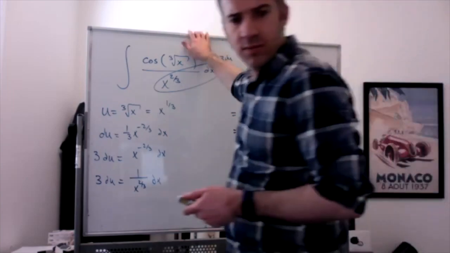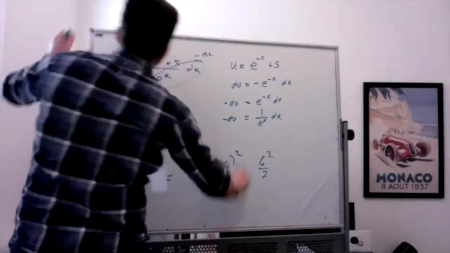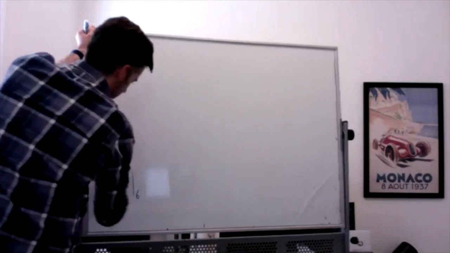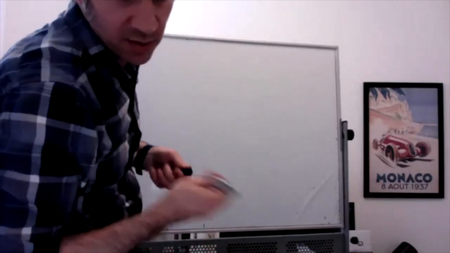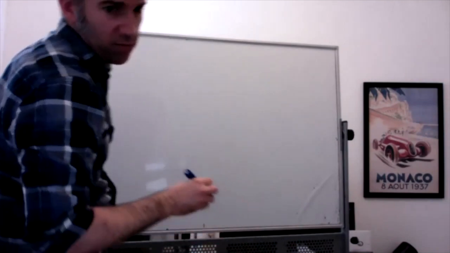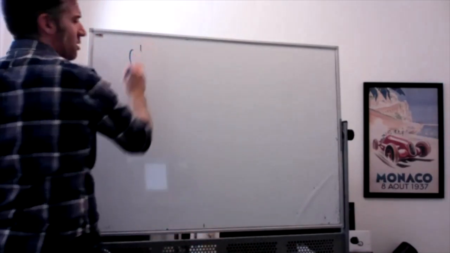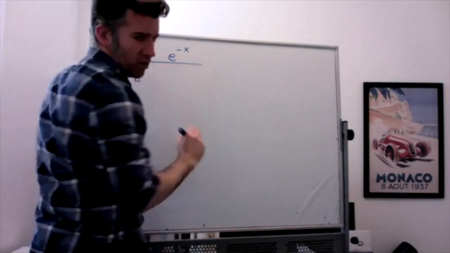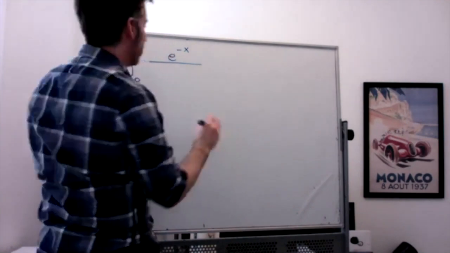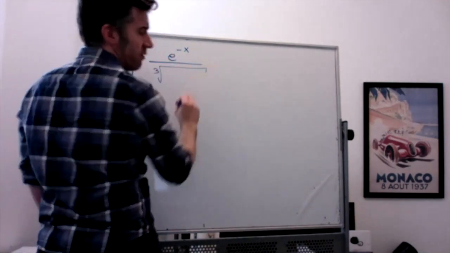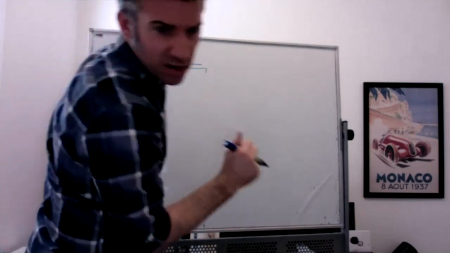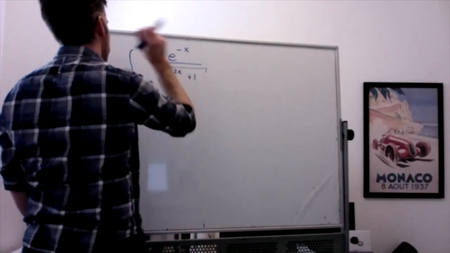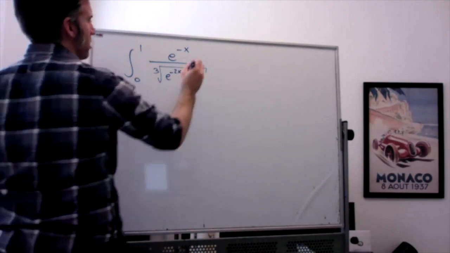Someone asked me if I can do one that's kind of similar to a quiz problem. I can look at one that's similar, but I'm going to make it different. So I want to find the integral from, let's say, 0 to 1 of e to the negative x over the cube root of e to the negative 2x plus 1.